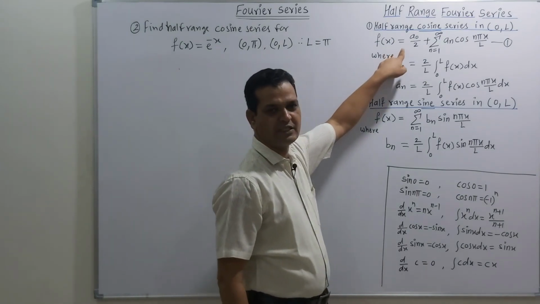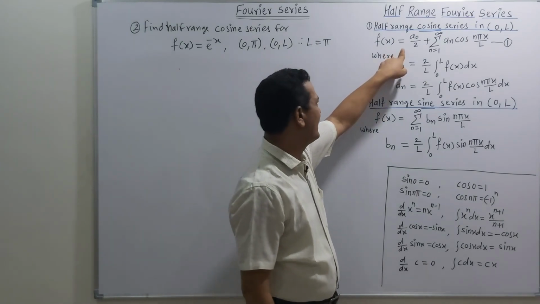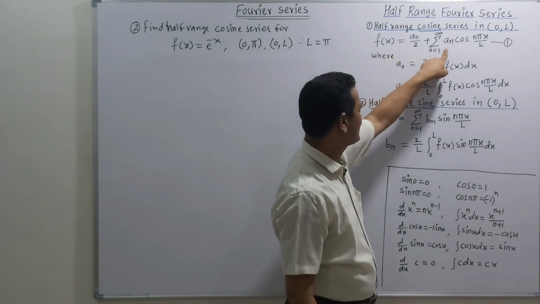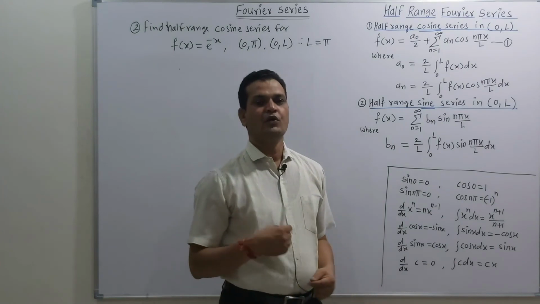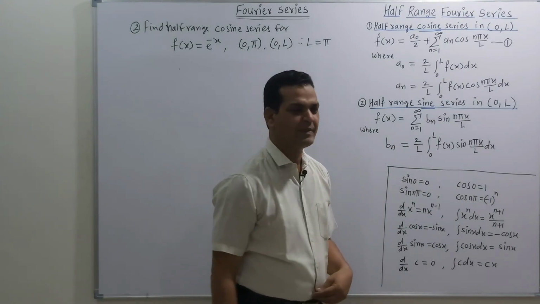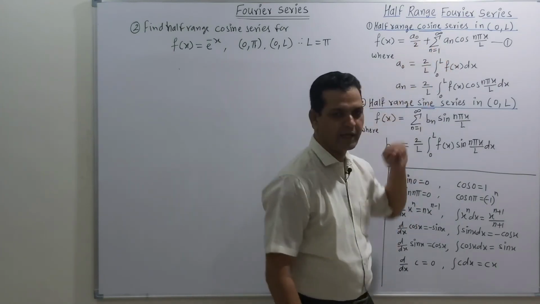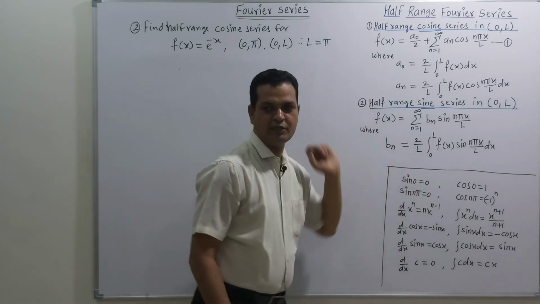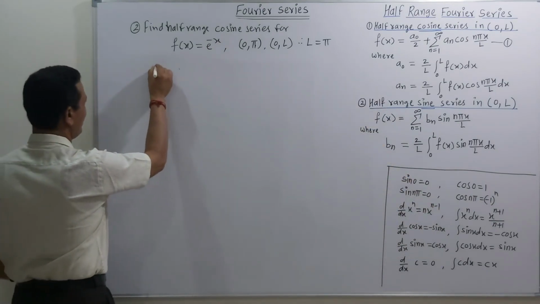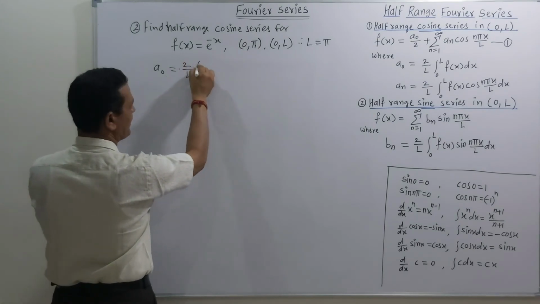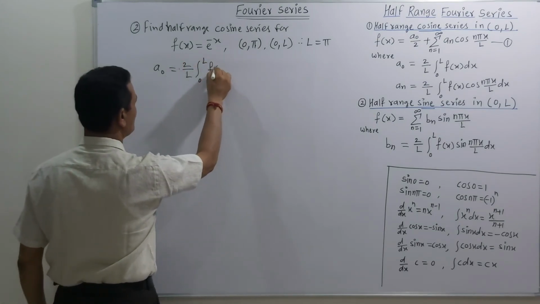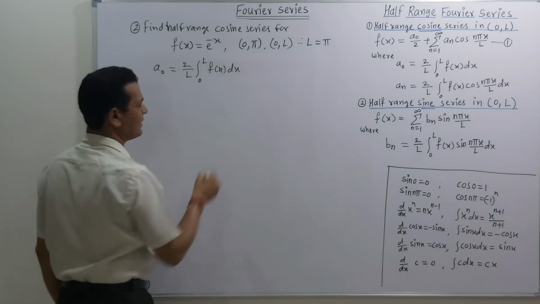The definition of the cosine series for half range is that f of x is equal to a naught by 2 plus summation a n cos of n pi x upon l. Let's call this equation number 1. To find the Fourier series representation, we need to find the coefficients a naught and a n, given by these two results. Let's try the first term, a naught, which is defined as 2 upon l integration 0 to l f of x dx.